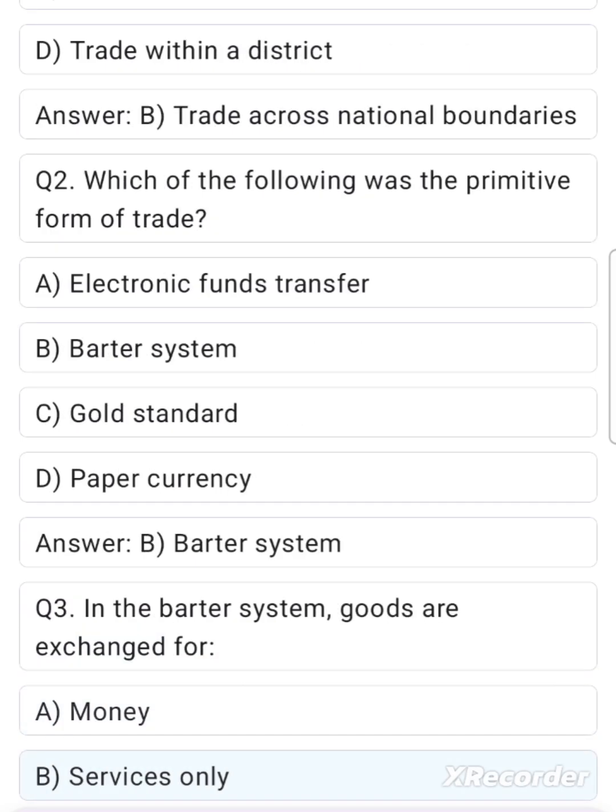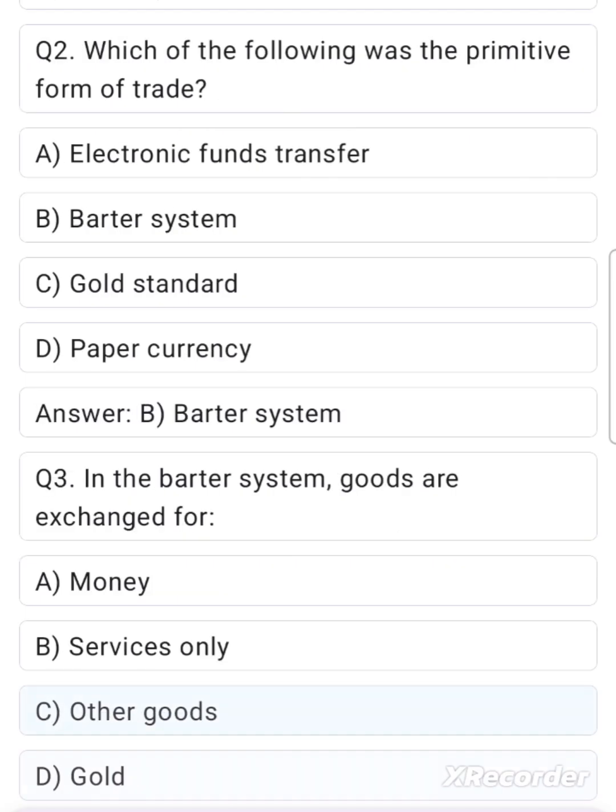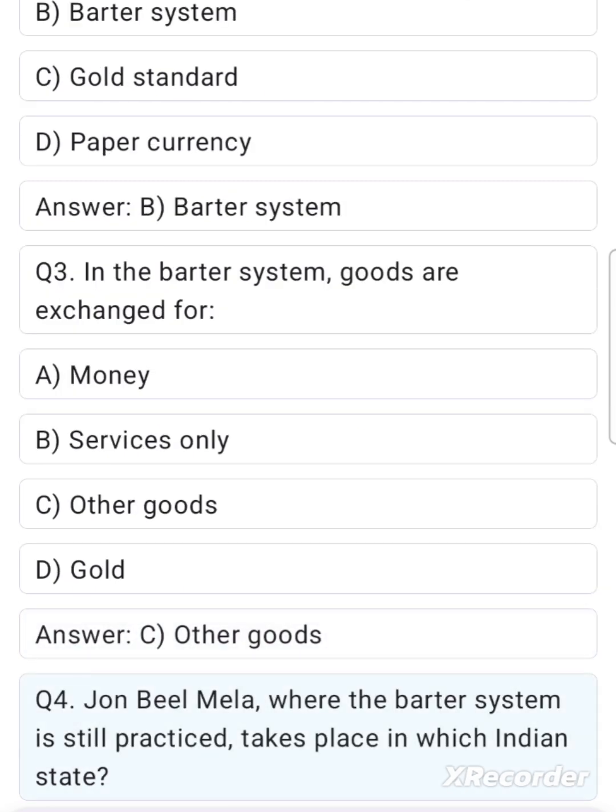Q3. In the barter system, goods are exchanged for A. Money. B. Services only. C. Other goods. D. Gold. Answer. C. Other goods.